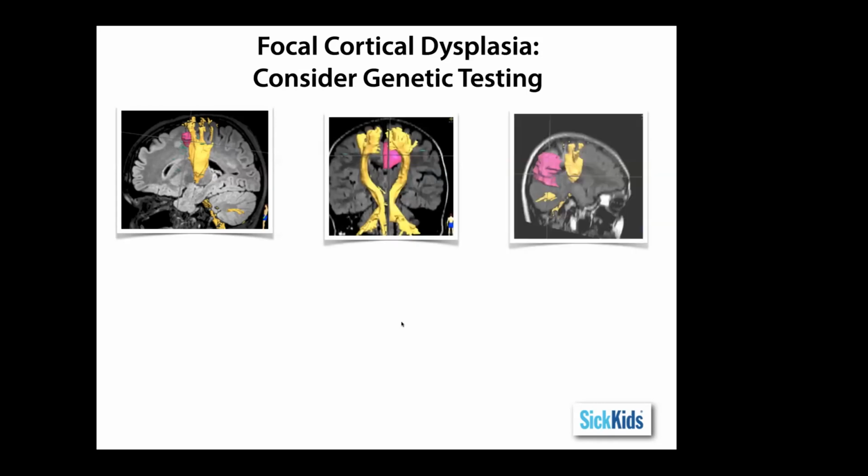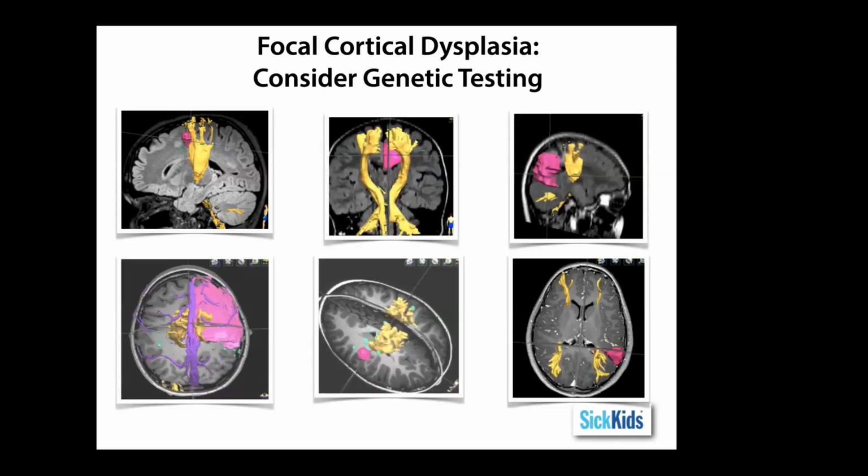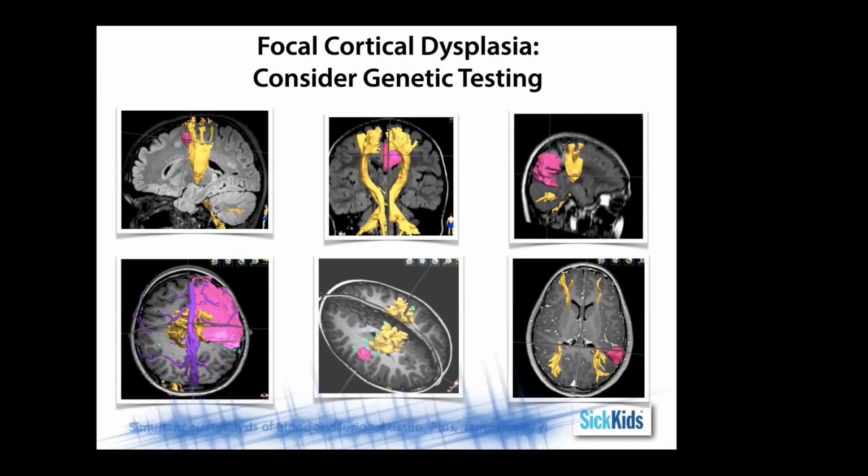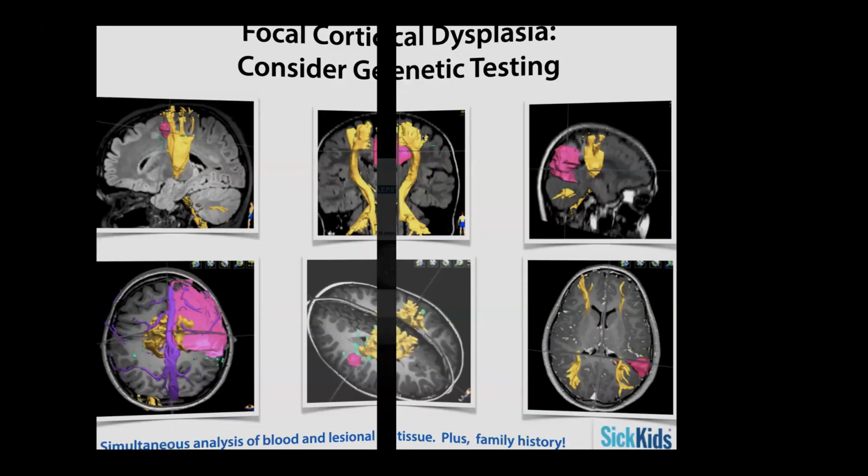These are some of the cases that we treated recently at Sick Kids, and you can see they can be small lesions. The lesions are shown in pink on your screen, or they can be quite large, as you can see in the bottom left panel. So in the future, it will be relevant for us to do genetic testing of these types of cases. FCD can occur anywhere.